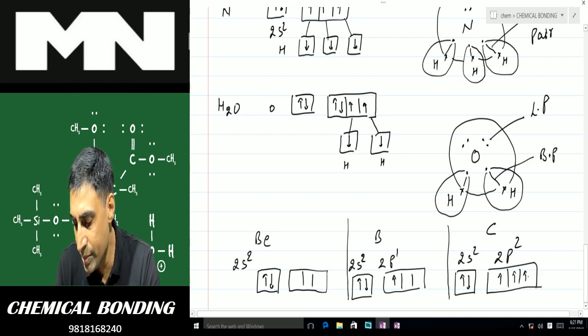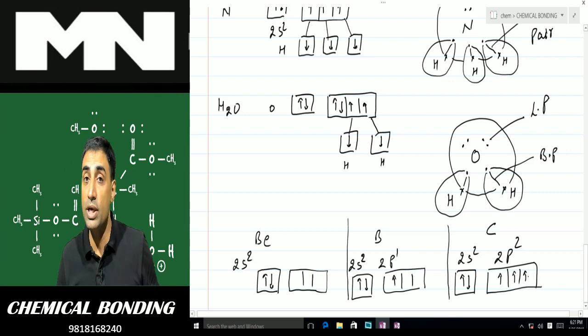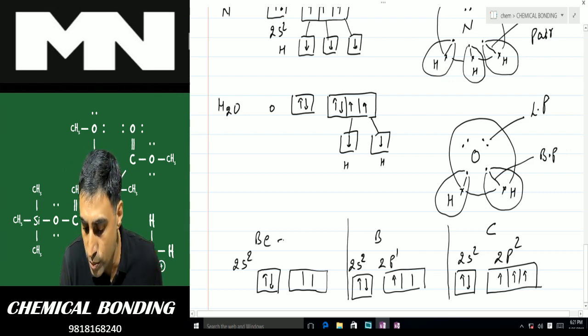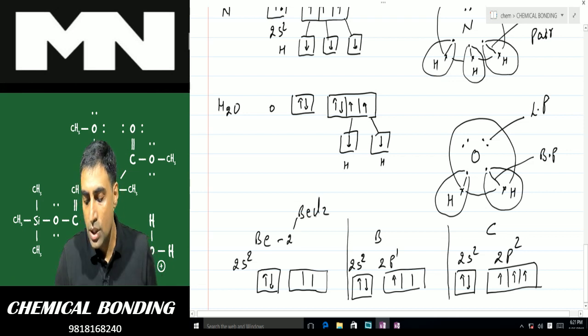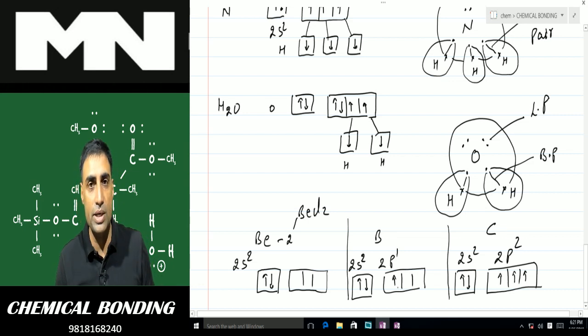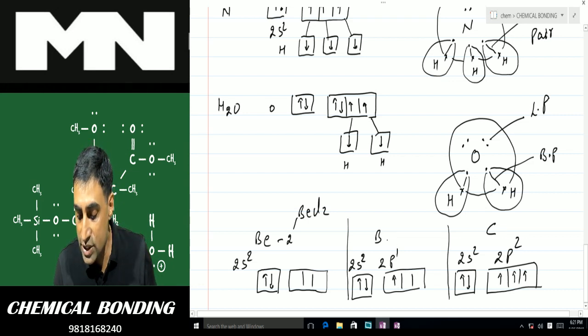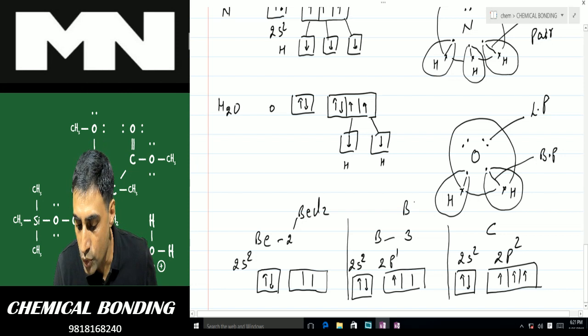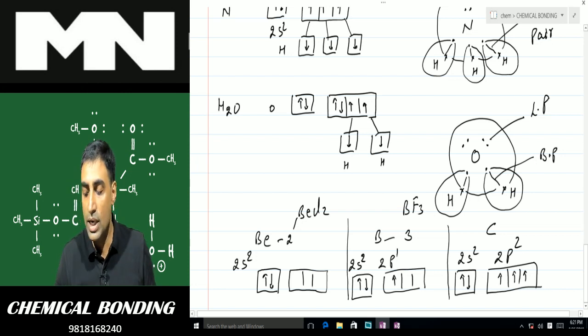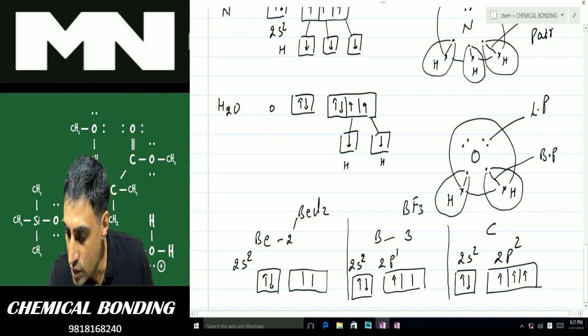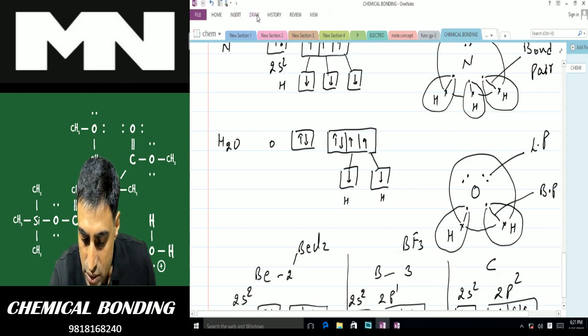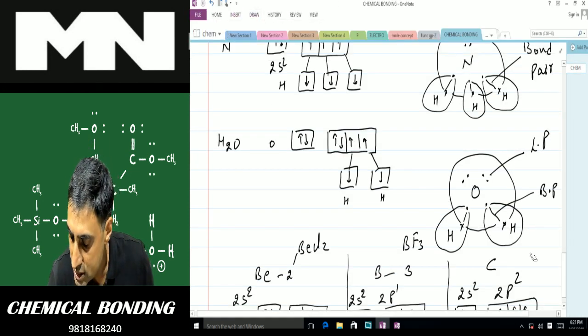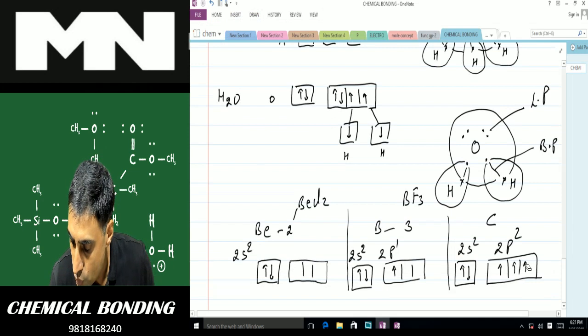Now, according to VBT, since beryllium does not have any unpaired electron, it should not form any bond, whereas beryllium forms 2 bonds, like in beryllium chloride. Likewise, boron, which has got 1 unpaired electron, should form 1 bond, whereas it forms 3 bonds, like in boron trifluoride. Carbon, which has got 2 unpaired electrons, by mistake I have drawn 3, so let us make it 2.